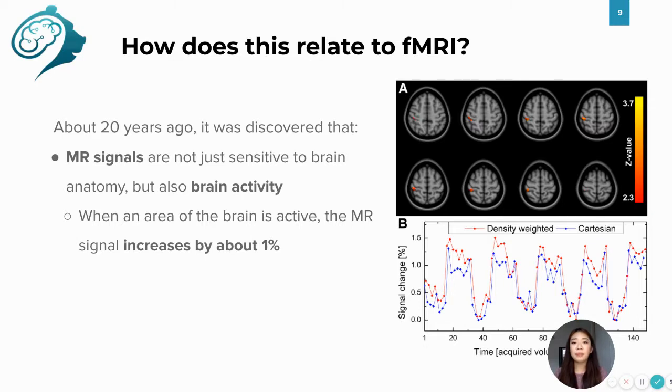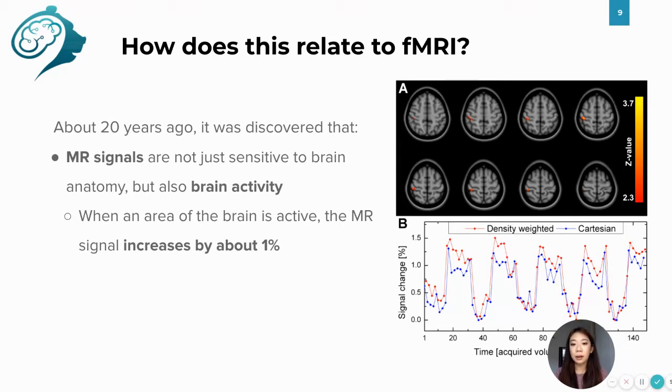So how does this relate to fMRI? About 20 years ago, it was discovered that MR signals are not just sensitive to the different tissues in the brain, but also to brain activity. So when an area of the brain is active, the MR signal actually increases by about 1%, which is a very, very slight difference. But you can analyze that pattern of MR signal changes to reveal brain function.